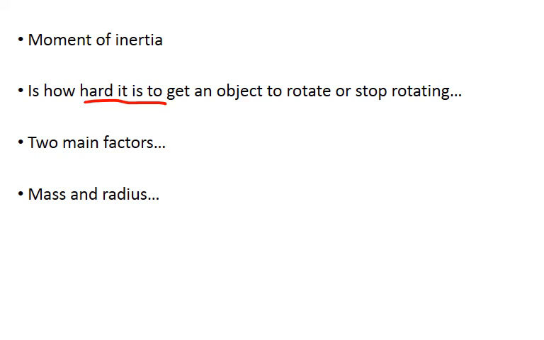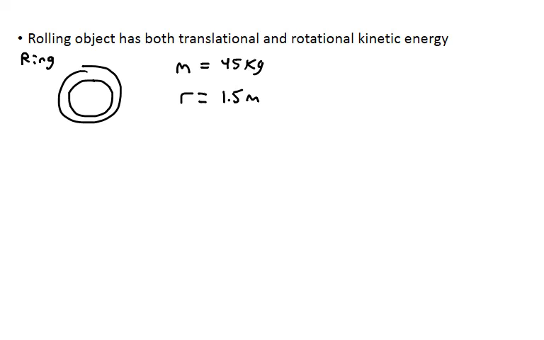And so even if you look back at those last pictures, you had that singular mass going around, and then you had the ring, and then you had all of that. The more mass that you have, the more moment of inertia it is, the harder it is to get that to either start going or to stop. And then the greater the radius, the harder it is to get it to rotate or stop. All right, so let's say we have this ring, and the ring's mass is 45 kilograms.